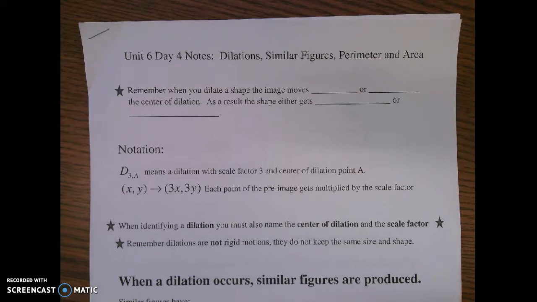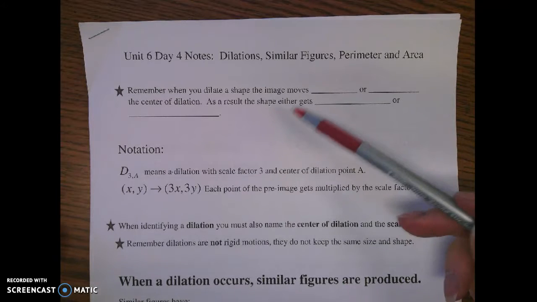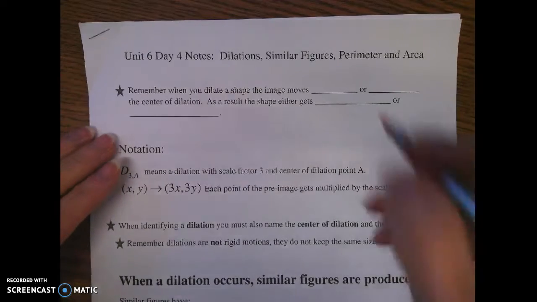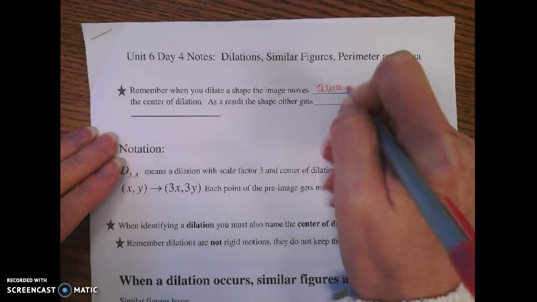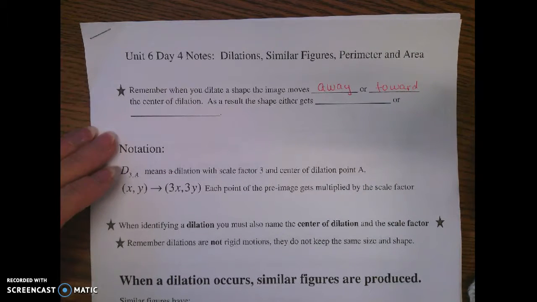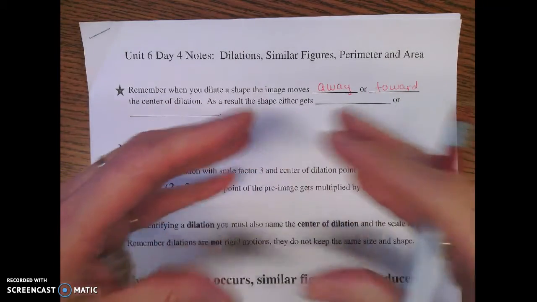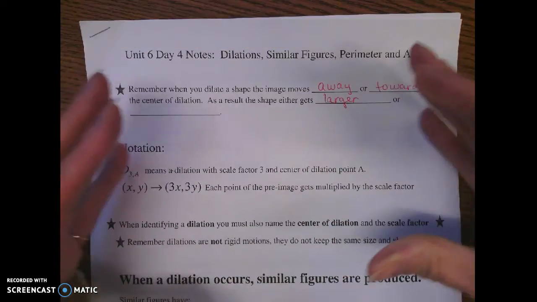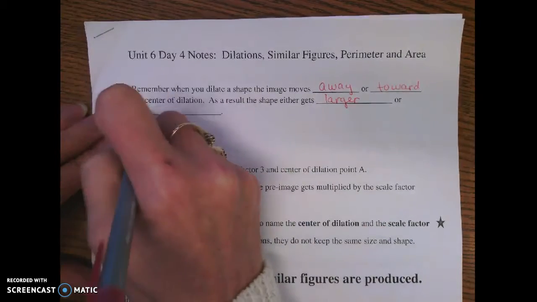Hello everybody. Today we're going to work on Unit 6, Day 4 notes, which is called Dilations, Similar Figures, Area, and Perimeter. So first let's remember some things. When you dilate a shape, the image moves away or towards the center of dilation. So as a result, when the shape moves away, it is getting larger, or if it moves towards the center, it's getting smaller.